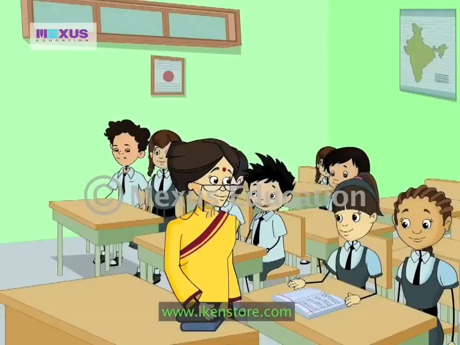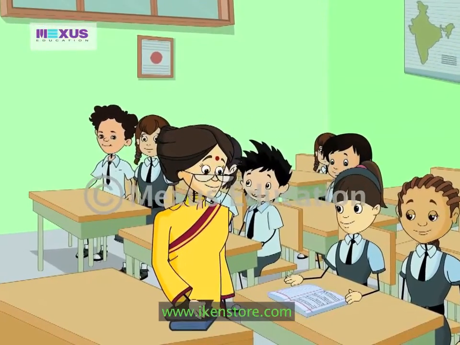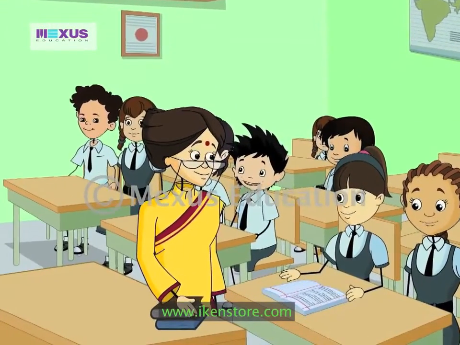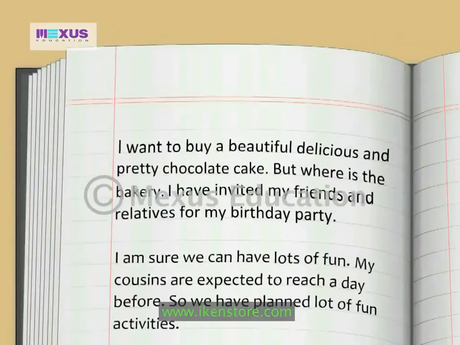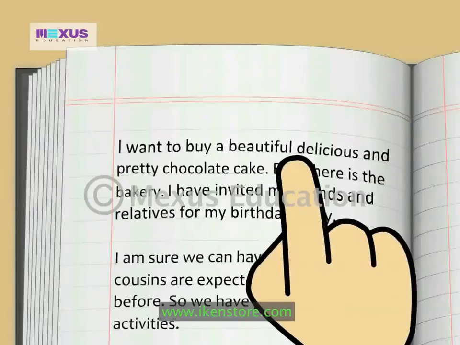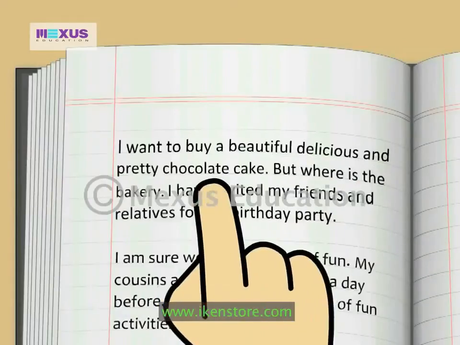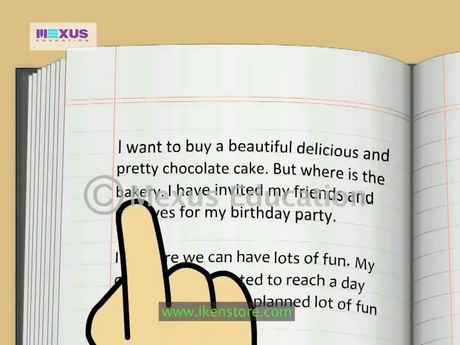Kaya is writing a composition on how she would like to spend her birthday. The teacher wants to know what Kaya has written. Kaya reads out the following lines. I want to buy a beautiful, delicious and pretty chocolate cake. But where is the bakery?